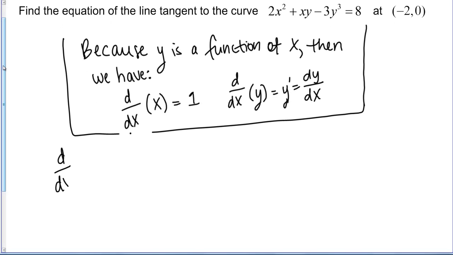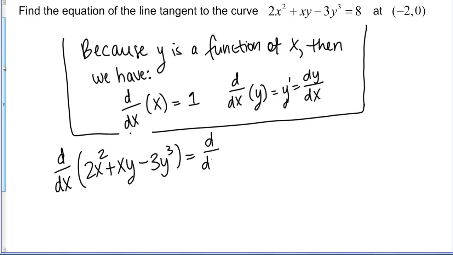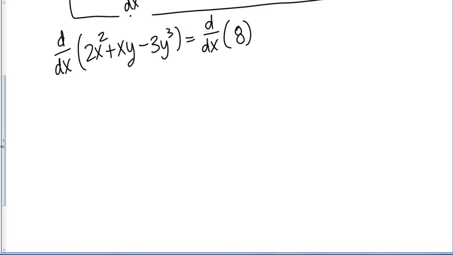To remind ourselves that we're taking the derivative with respect to x, I'm going to start by writing it like this: the derivative with respect to x of both sides of the equation, equals the derivative with respect to x of 8. Now we can proceed to take the derivative of both sides. On the left-hand side, the derivative of 2x squared is going to be 4x by the power rule.